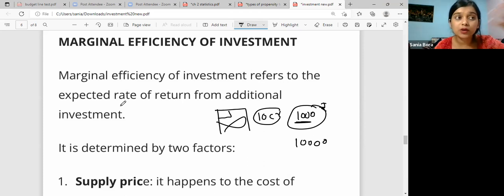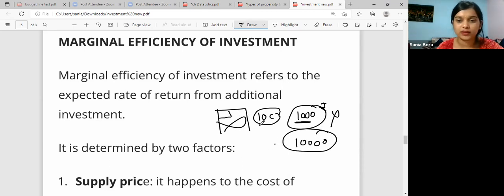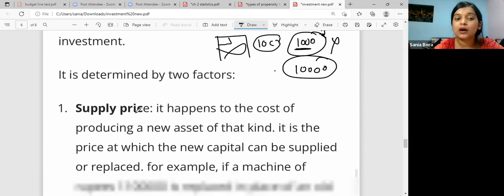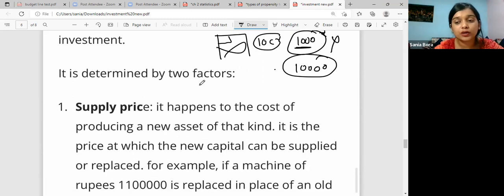Why do you do investment? Because you expect that in return you will get a profit. But for example, if your monthly rent is 1 lakh rupees, then you will invest. So what is marginal efficiency of investment? It is basically the expected rate of returns for additional investment. Now, how are you going to determine it? You are going to determine it with two factors.